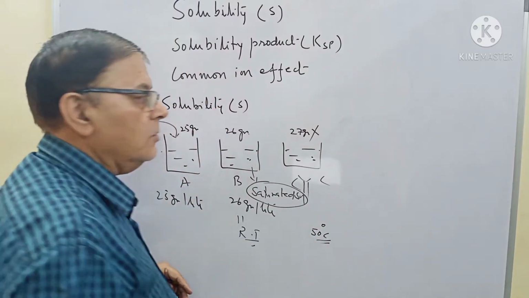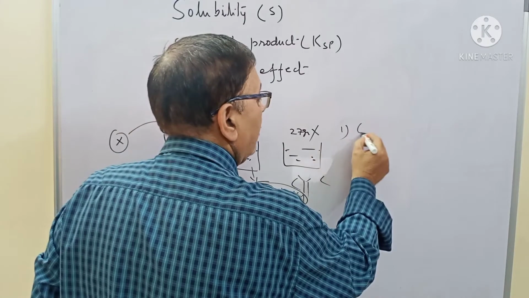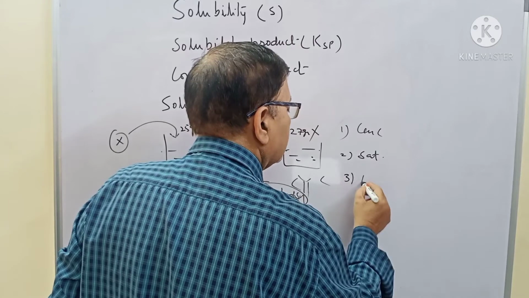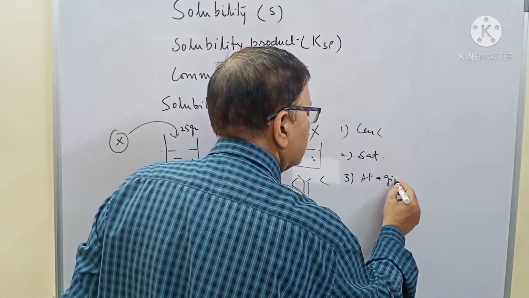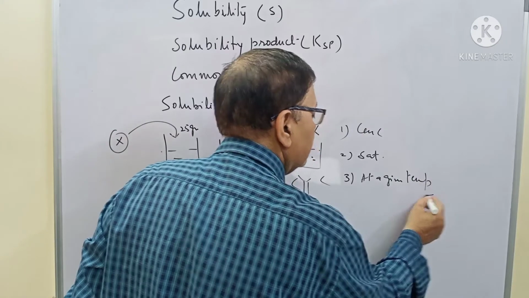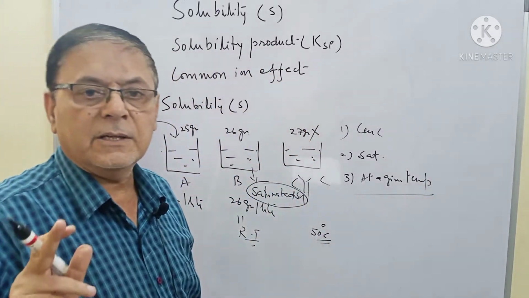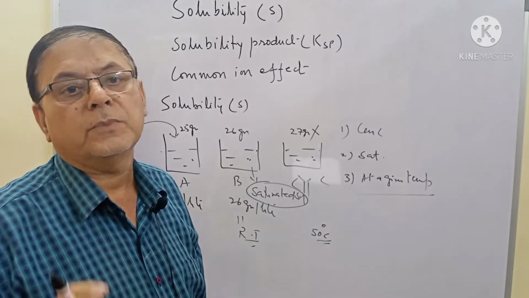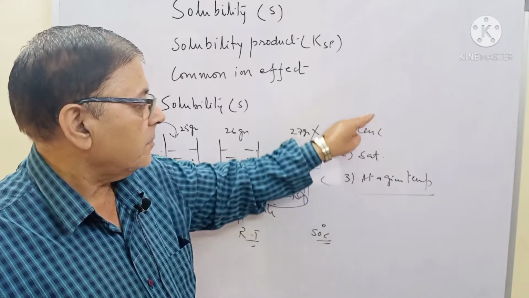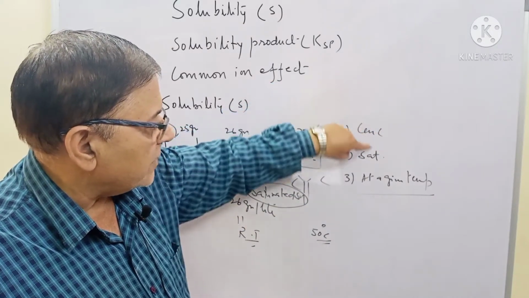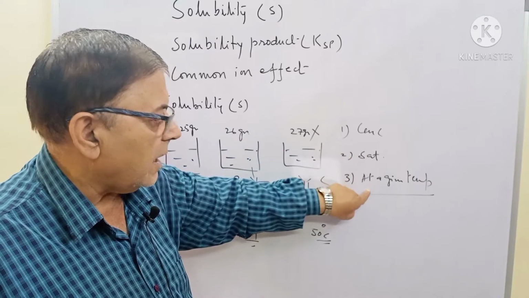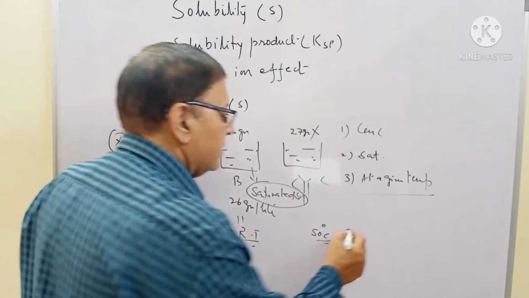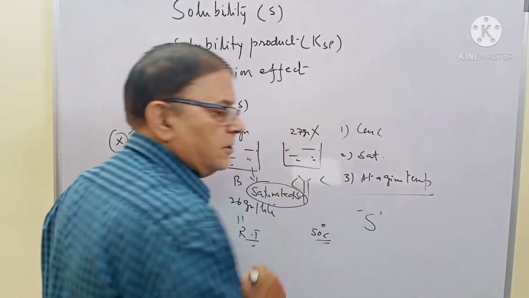So for solubility, you have to remember three things. Number one, concentration. Two, in its saturated solution. And three, at a given temperature. It is very important. In numerical problems, whenever they give solubility, they write the temperature as 25 degrees centigrade or room temperature. Last point, again I'll repeat: it is the concentration of a substance in its saturated solution at a given temperature. This is solubility. It is a constant and it is represented by S.